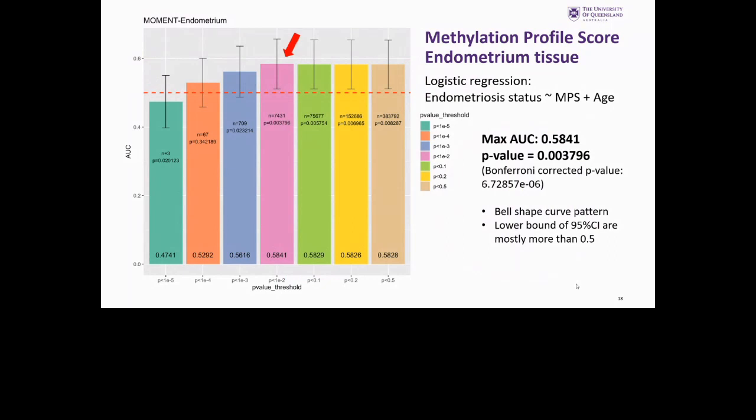which I would say is fairly good because based on previous studies on methylation profile scores on complex diseases, their AUC usually ranges around 0.6.